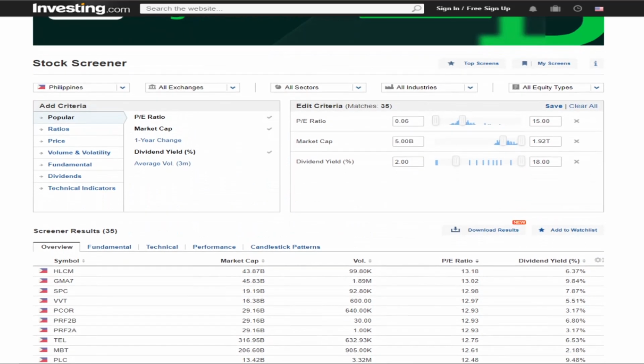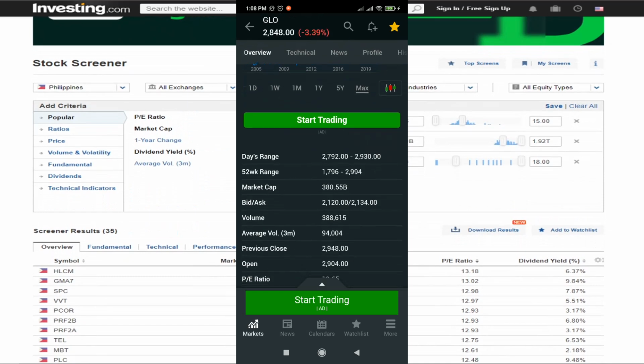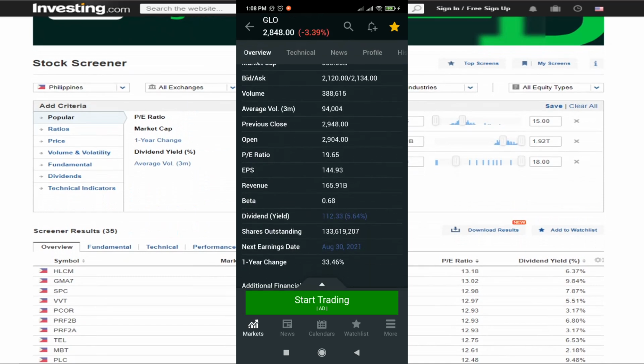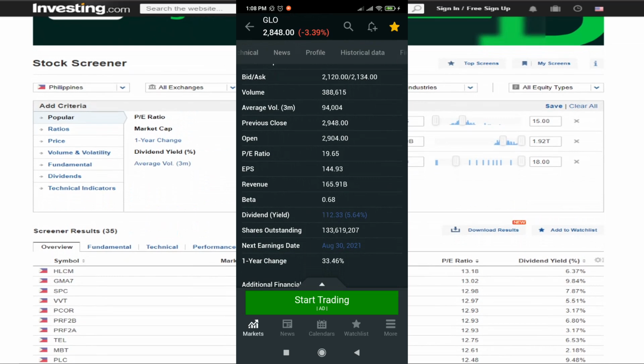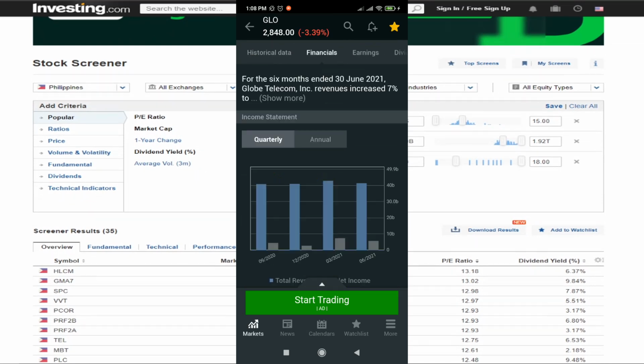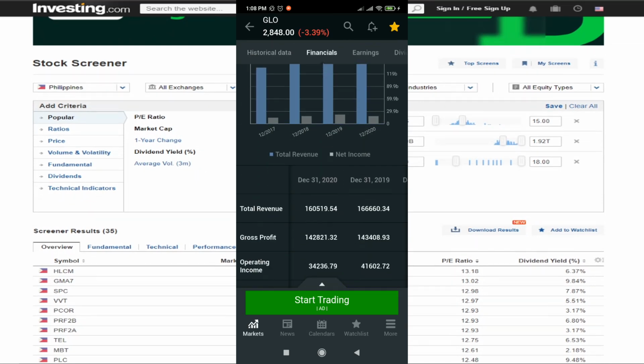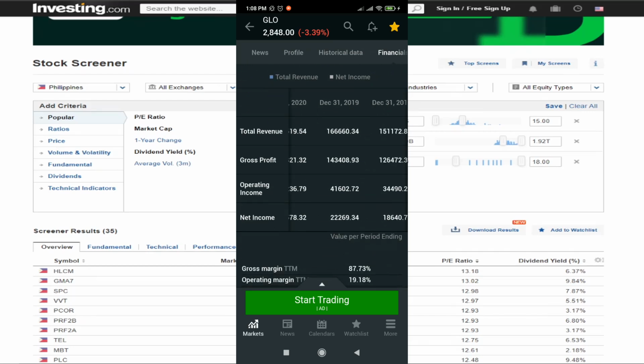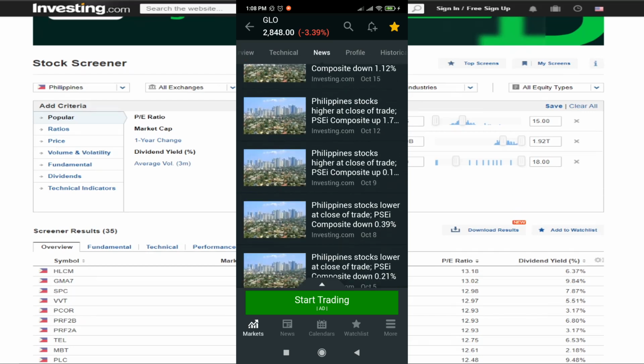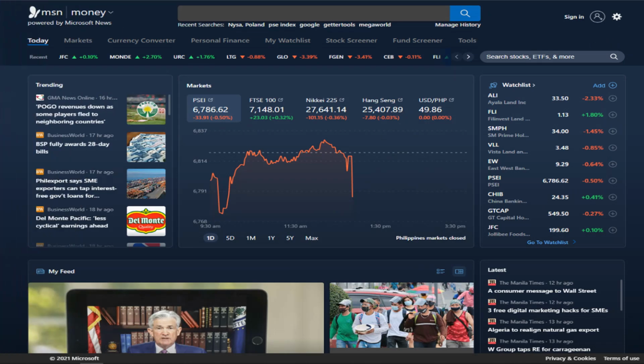Really handy. So they also have an app for the phone. You can download it. Investing.com comes in handy, especially when you don't have a laptop on hand. Although data isn't like what you see on the website, it still shows the overview of the company, its financial summaries, and the news. Next free tool for us is Msn.com or Msn Money.